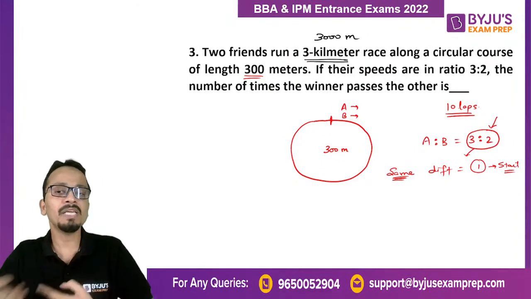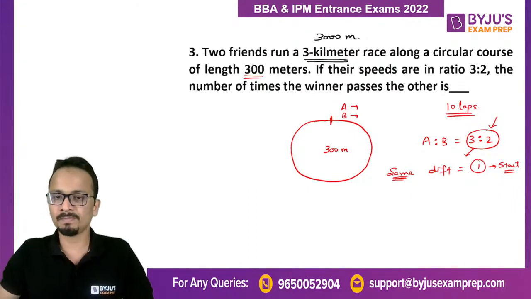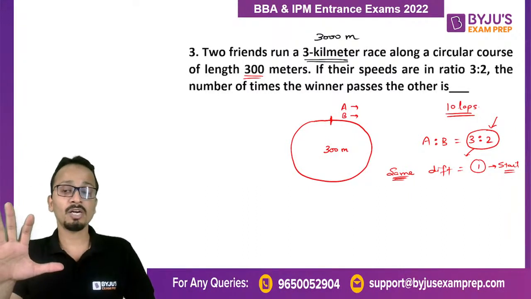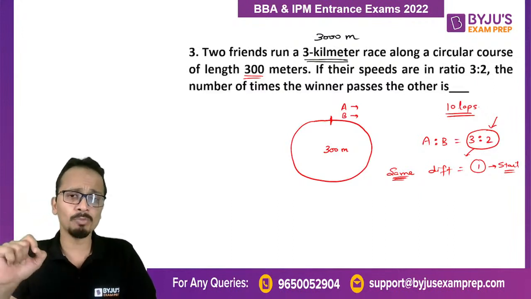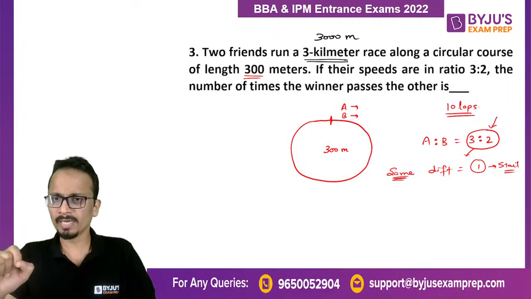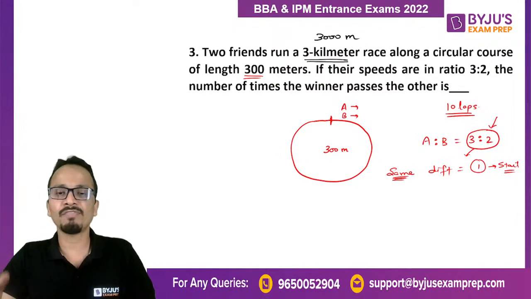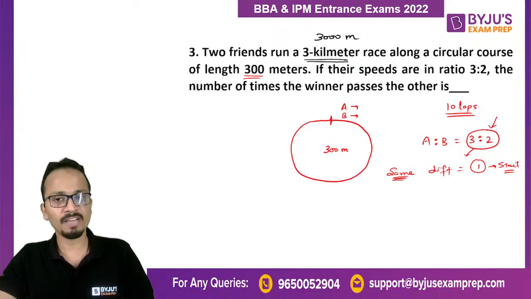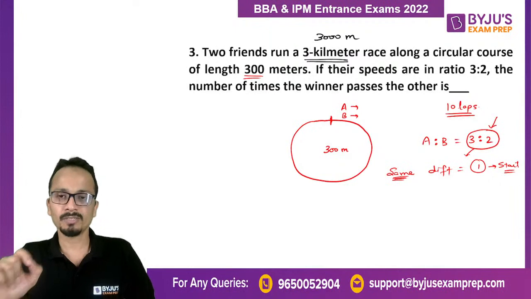In case A and B are traveling in opposite directions, then you take the sum, 3 plus 2 is 5. So there will be 5 points on the racetrack at which A and B will meet if they are moving in opposite directions. Now these 5 points will divide the entire racetrack equally into 5 portions, with one of the points being the starting point.